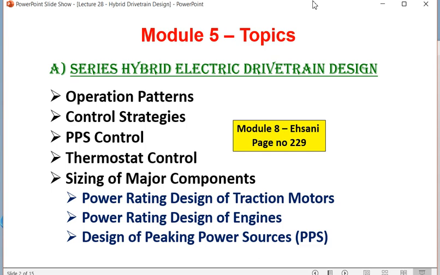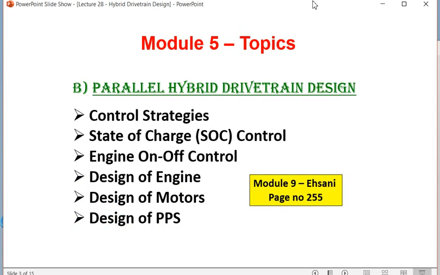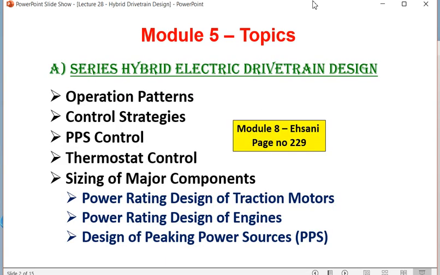All this we are going to see in the first part of module 5, and we are going to start with the operation pattern of series hybrid electric drivetrain today. In the second part of this first part, that is series hybrid electric drivetrain, we are going to see in our textbook EHV module 8, page number 229.